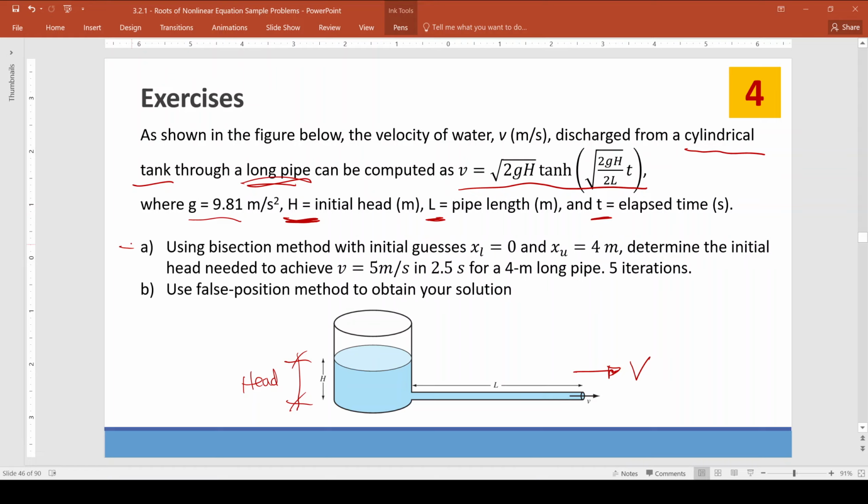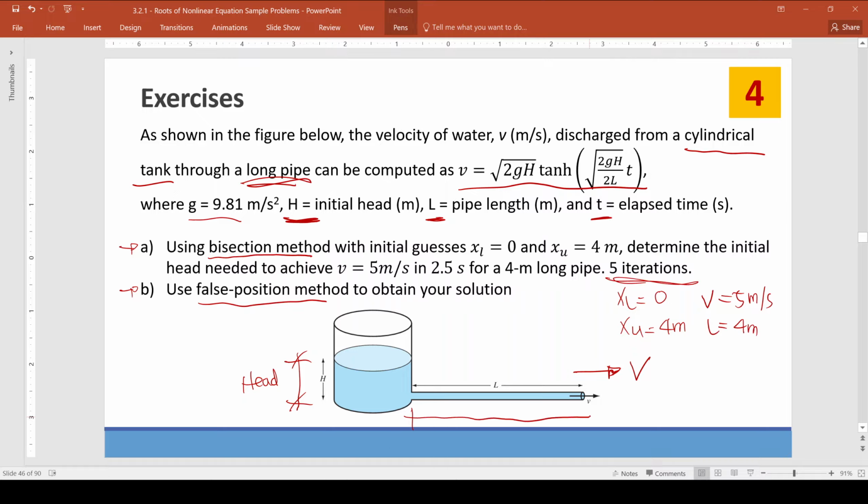So we have two methods that we're going to use. First is the bisection method. The other one is the false position method. And we have our initial guesses. Again, initial guess at 0, upper guess at 4 meters. And we have our velocity at 5 meters per second. And the length of the pipe is 4 meters. Our termination criterion is 5 iterations.